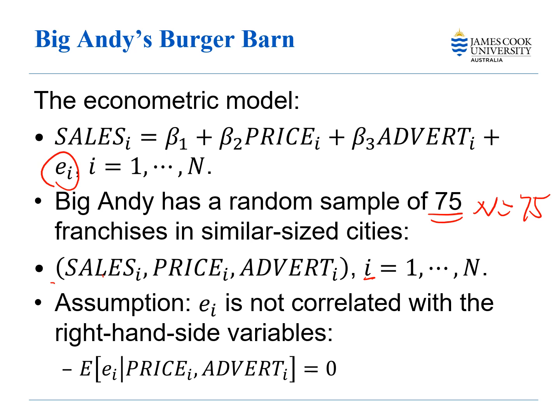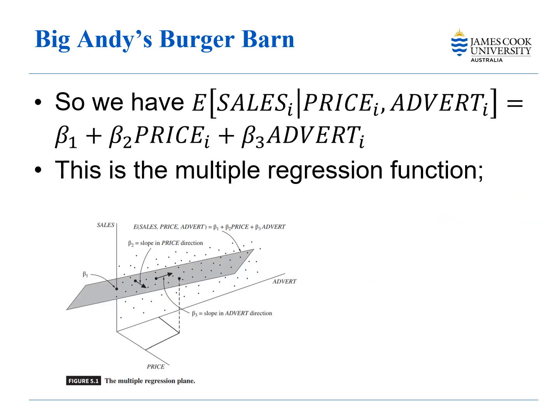Here, in order for us to properly estimate beta 1, beta 2 and beta 3, we need this e_i, the error term, not correlated with the right-hand side variables, not correlated with price or advertising. Or, more strongly, we say that conditional on price and advertising, the error term has a mean of 0. We cannot use price and advertising to predict e, the error term. So, taking conditional expectation on both sides, we get this.